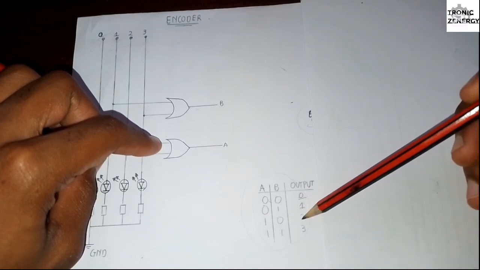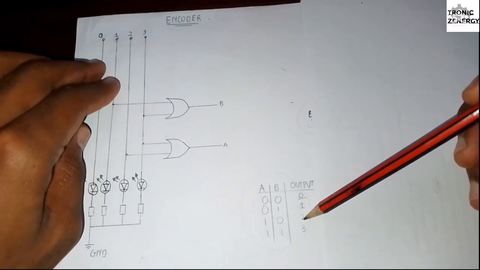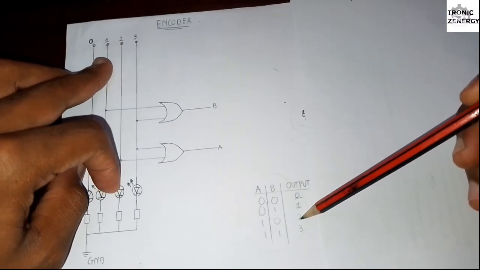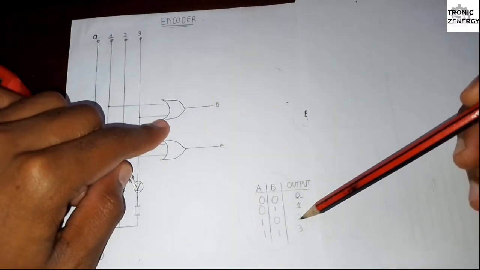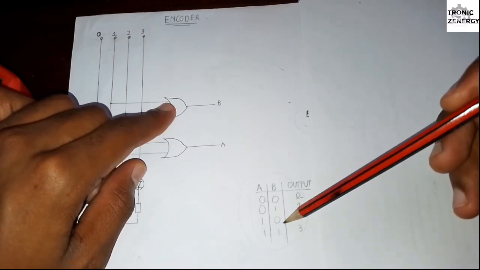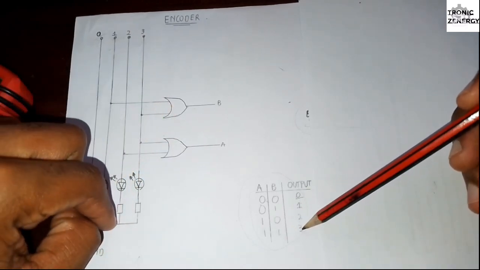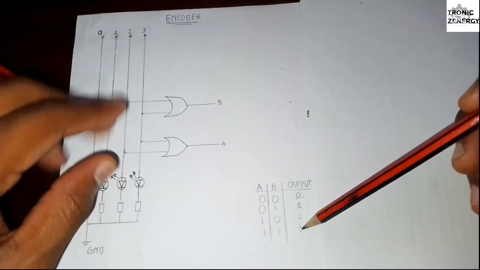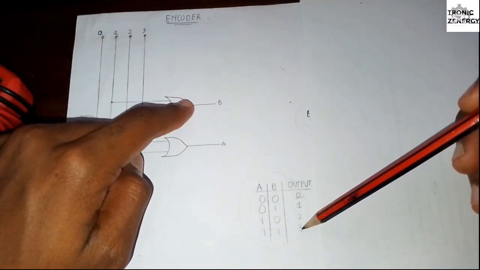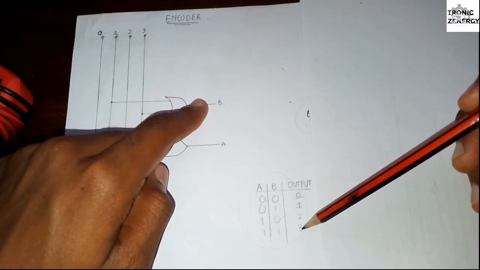If I turn 2 on, then A will be on but B will be off, so the output will be 1 0. Then my last configuration, 3: if I turn on 3, then the output here should be 1 1. Both these outputs should be 1.